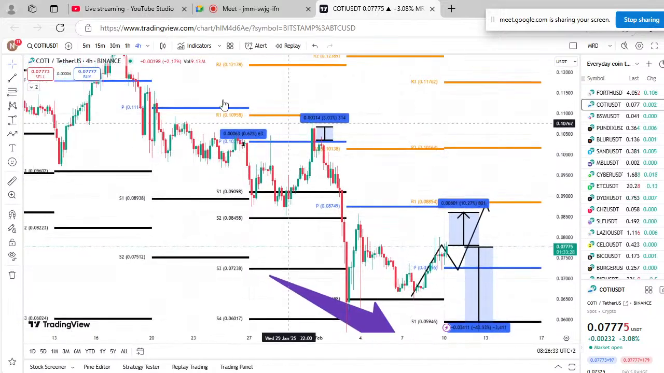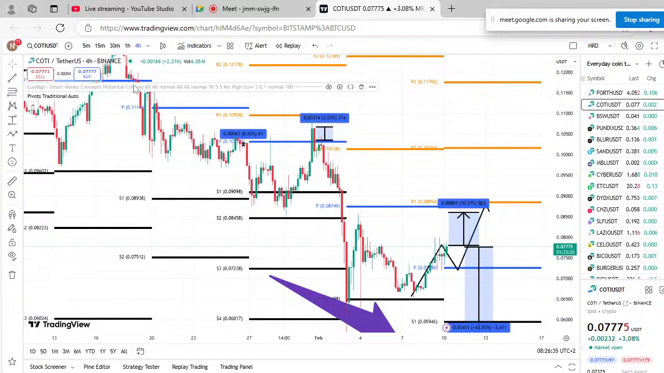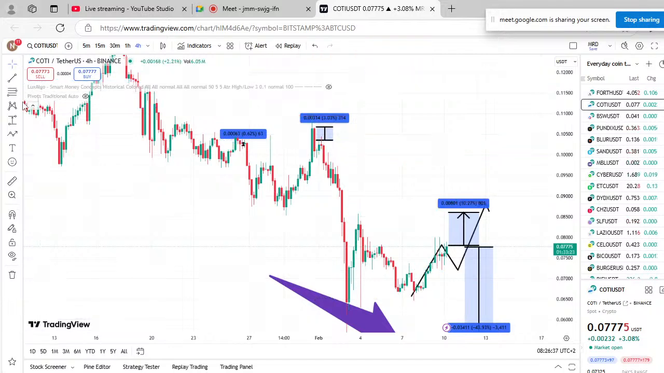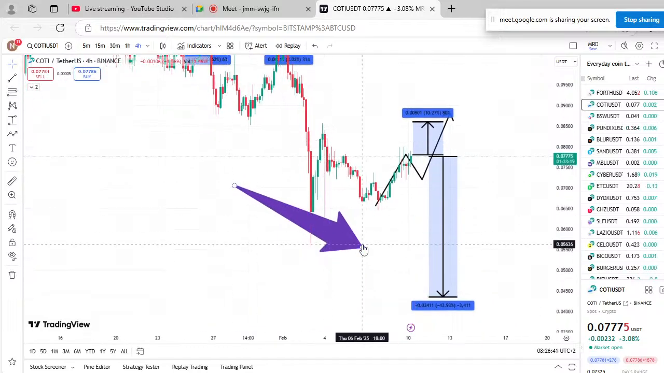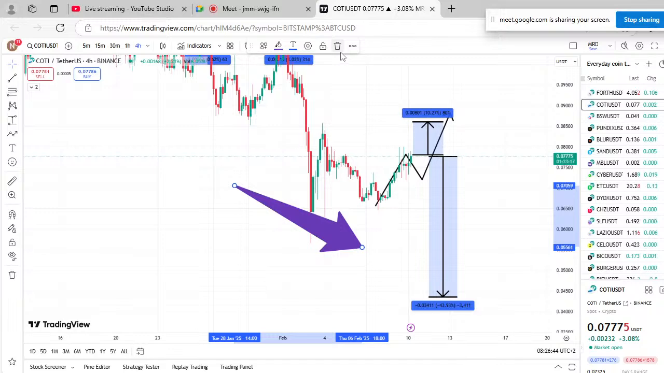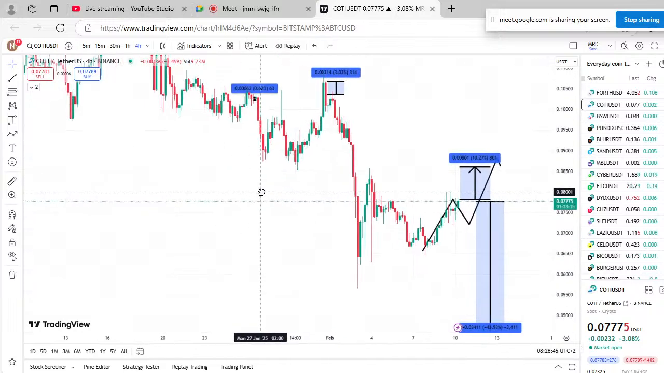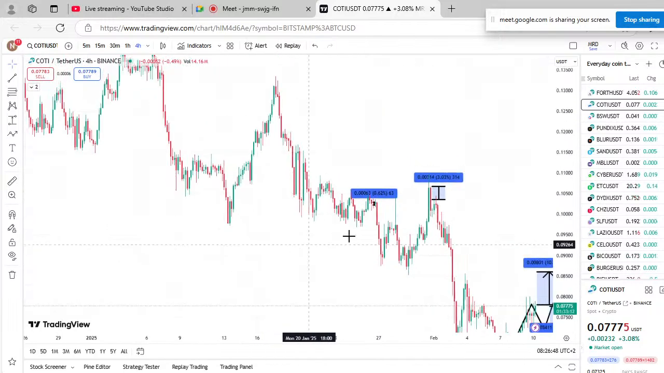For example, if I remove this indicator, and I make this chart, okay, let me show you. Are we entering this coin, or are you still looking at it?